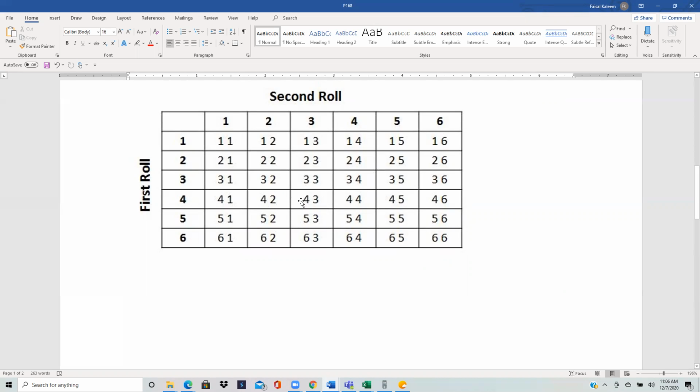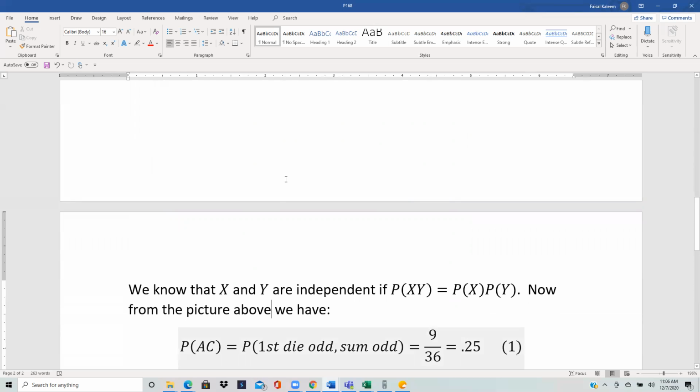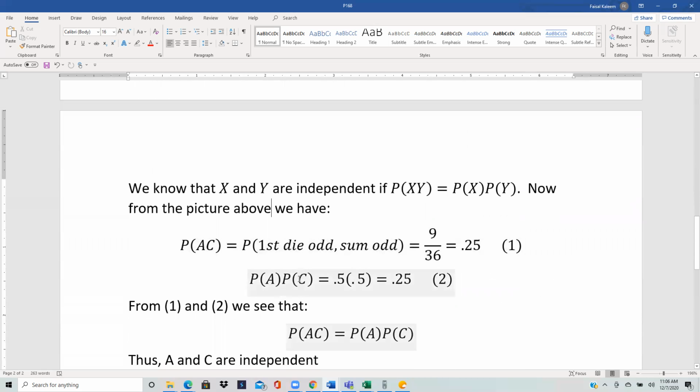So also by symmetry, you can count that there will be 9 points where you'll have the sum odd and the first component odd. But it's also obvious from symmetry. So it's 9 out of the 36 points. So the probability of AC is 0.25. Now probability of A times probability of C is 0.5 times 0.5. Remember we already stated that A, B, C all have probability 0.5. So that's 0.25. And so we see that probability of AC equals probability of A times probability of C. Therefore, A and C are independent.